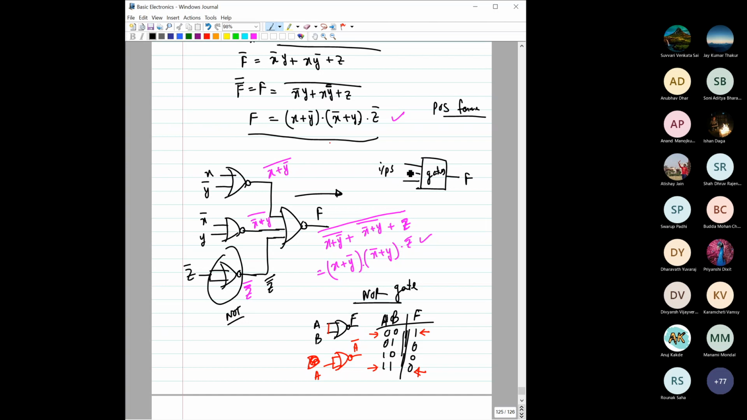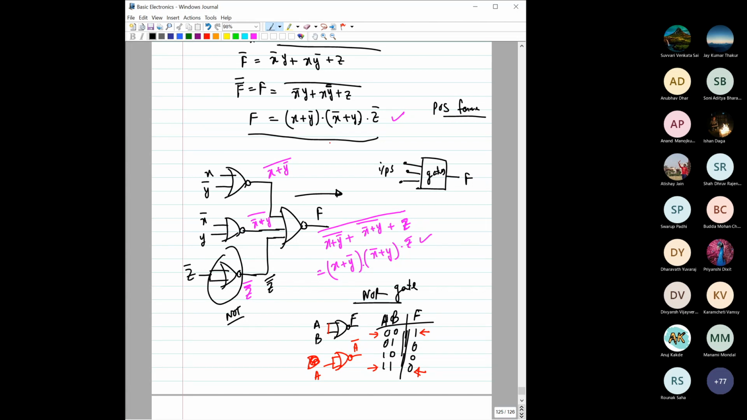Okay, where if you change any of the inputs, its output might change, right? But here the output is only dependent on the present state of the inputs. There is no feedback path from the output to the input, right? So this type of circuit is called a combinational circuit.